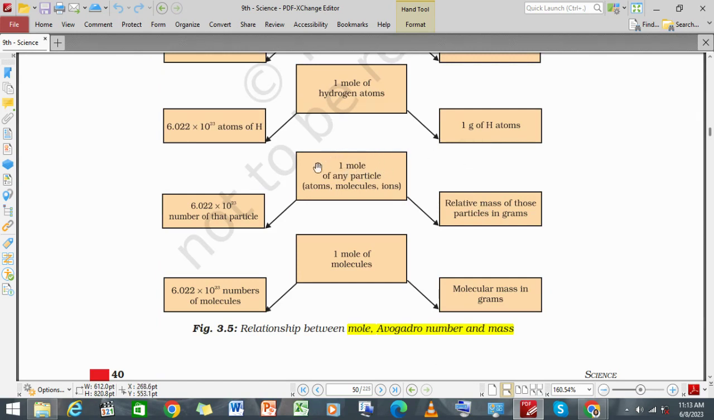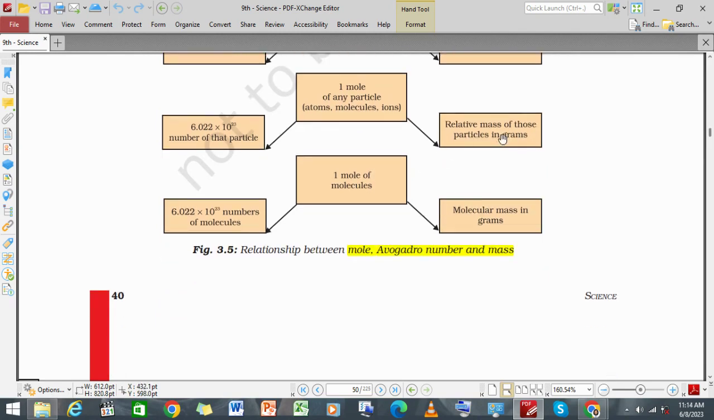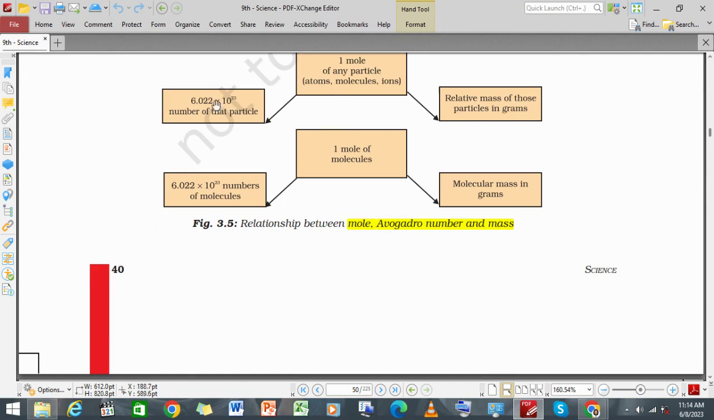That means for one mole of any particular atom, molecule, or ion, it will be told that 6.022 × 10^23 particles of that kind are available, and it also means the relative mass of all those particles in grams. Mass will be counted in grams, which equals 6.022 × 10^23 particles. That means 1 mole is equal to 6.022 × 10^23. 1 mole of molecules means 6.022 × 10^23 molecules. This is the number of molecules, and it decides the molecular mass in grams.